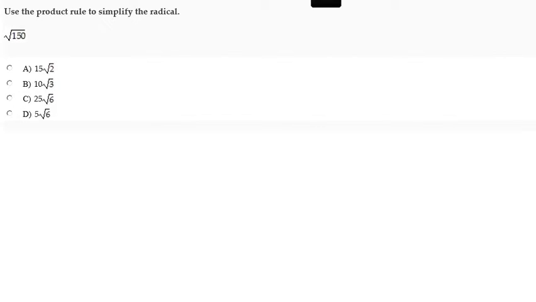Use the product rule to simplify the radical. Square root of 150. Now, we read this the way we probably have for many years of schooling, the square root of 150, but the instruction tells us about radical. Square roots fall under a category of algebraic expressions called radical expressions.